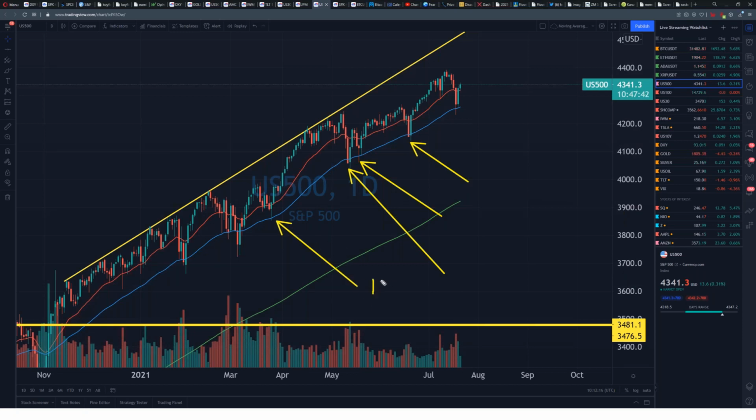We had it one time touch over here, it bounced off it. We had it touch over here, it bounced off it. We had it touch over here, it bounced off it. And then of course, over here as well, it bounced off it. Now, this is showing us a bit of a pattern, and a lot of technical analysis is understanding patterns. That, you know, there's obviously patterns that we trade.